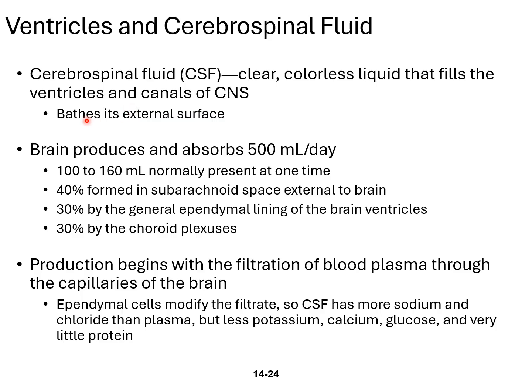Yes, there's a lot. It bathes the external surface and internal surface of the brain. Some of it's going to be in the subarachnoid space. Some is going to be in the epidermal lining of the ventricles. Some will be by the choroid plexus. But if you kind of think about it, the general epidermal linings, these are just going to be on the choroid plexus anyway. So the majority of your cerebral spinal fluid will be directly or indirectly made by the choroid plexus.